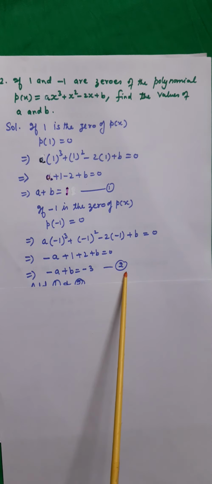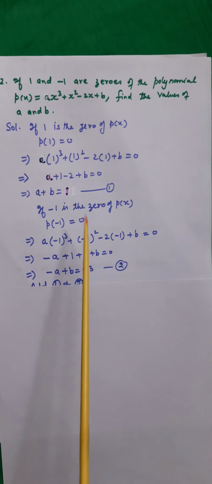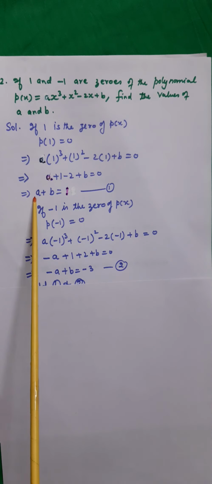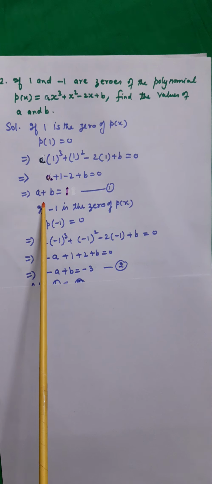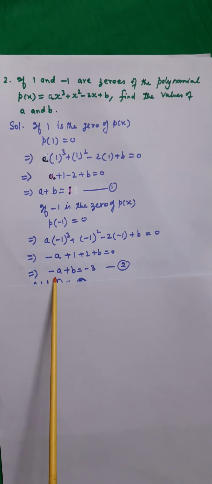Let's call this equation 2 and the other equation 1. Now notice in these two equations, here I have a positive and here I have a negative.